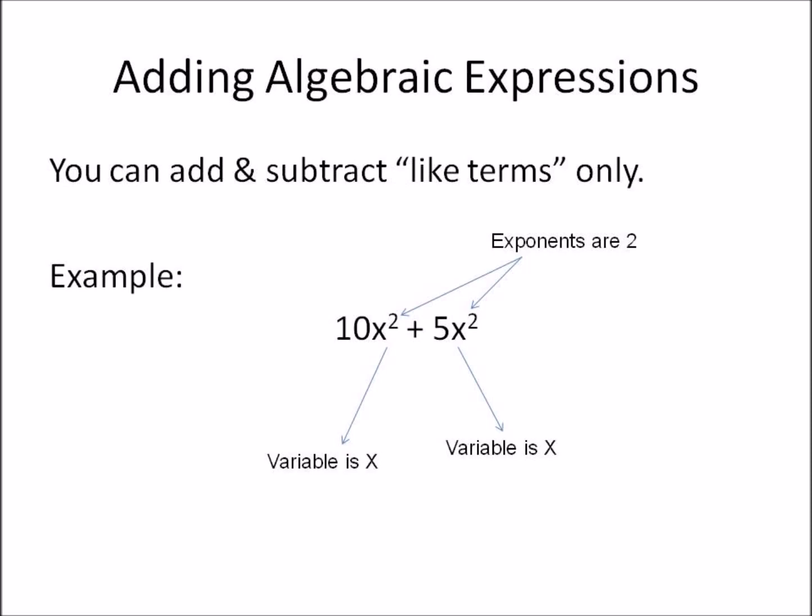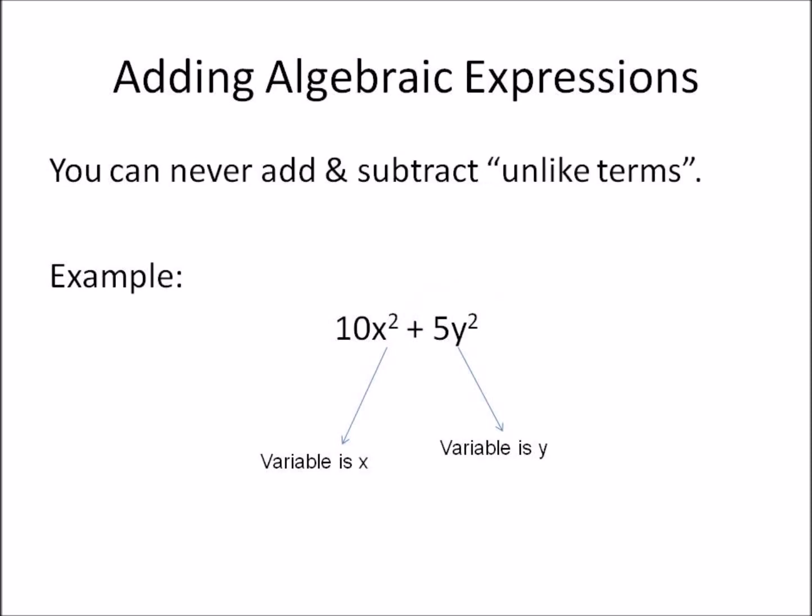Now this is another example with exponents, right? So we have 10x to the power of 2 plus 5x to the power of 2. Can you add this algebraic expression? Yes, you can, because the variable in both the terms is x, right? 10x and 5x, and the exponents are the same for both, 2, right? x squared and x squared. So you can add that expression.